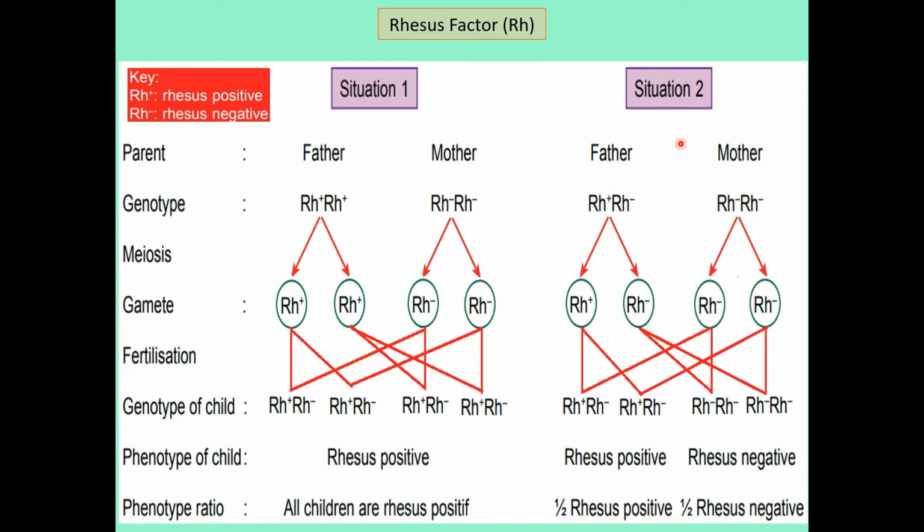Okay, look at situation number 2. When the father is heterozygous Rh positive and the mother is homozygous rhesus negative, you can see the genotype of the children: this one is homozygous rhesus negative, this one is heterozygous rhesus positive. There is a dominant allele and a recessive allele, and this one has both recessive alleles. So this is rhesus positive, this is rhesus negative. So the ratio is 1:1.